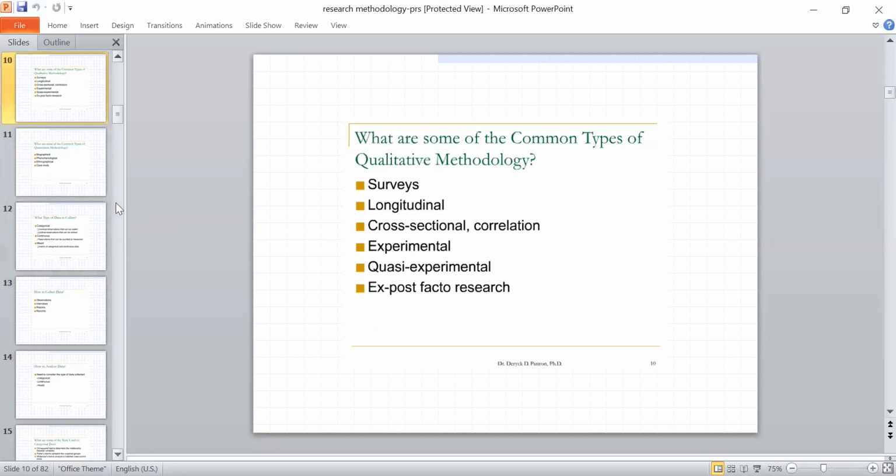Examples for what I said. Common types of quantitative methodology are surveys, cross-sectional, correlation, experimental. So you can go for it. Yesterday we discussed in the oncology department, they published one research paper in Statistical Cancer. Statistical Cancer is one of the worldwide top 2 journals, impact factor more than 30.